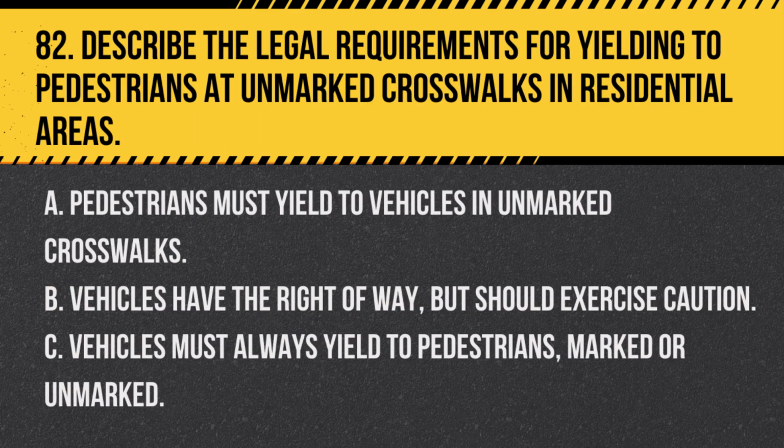Question 82. Describe the legal requirements for yielding to pedestrians at unmarked crosswalks in residential areas. A. Pedestrians must yield to vehicles in unmarked crosswalks. B. Vehicles have the right of way, but should exercise caution. C. Vehicles must always yield to pedestrians, marked or unmarked. Answer. C. Vehicles must always yield to pedestrians, marked or unmarked. Pedestrian safety is a priority in all crossing situations.